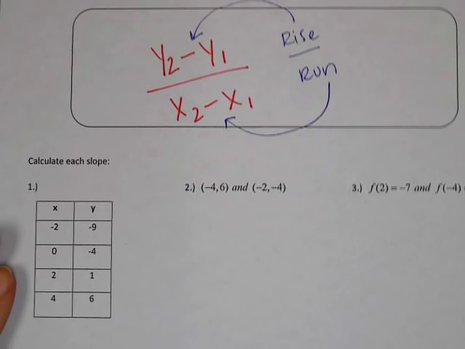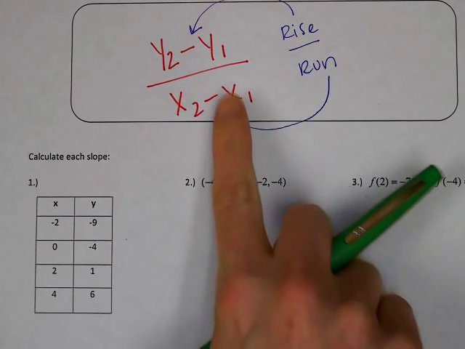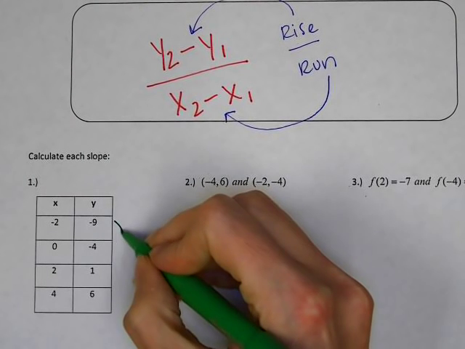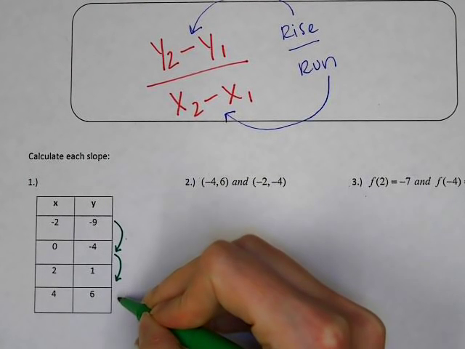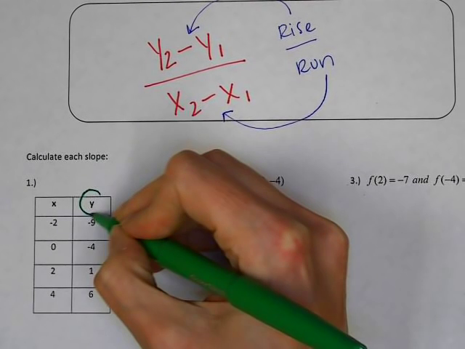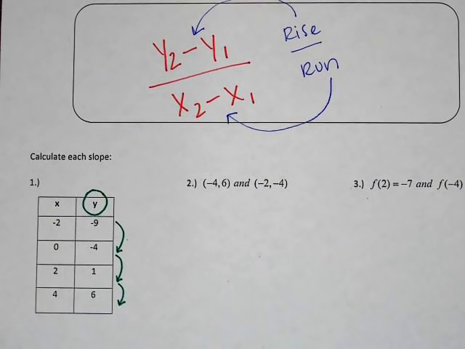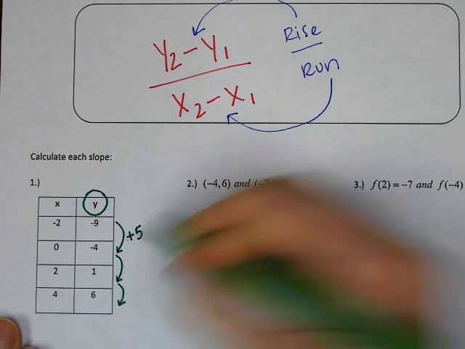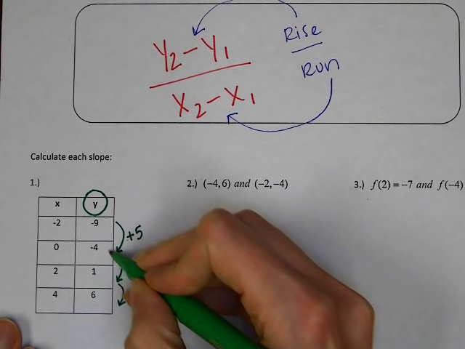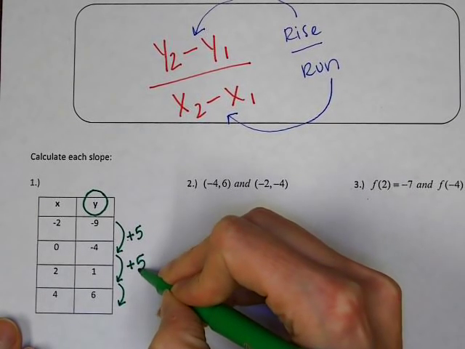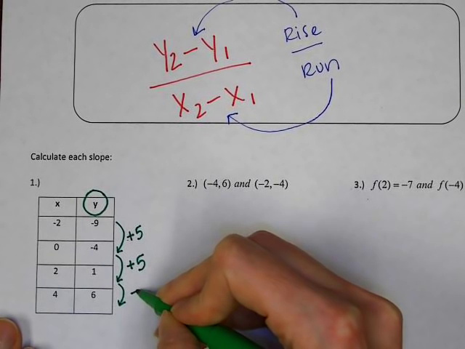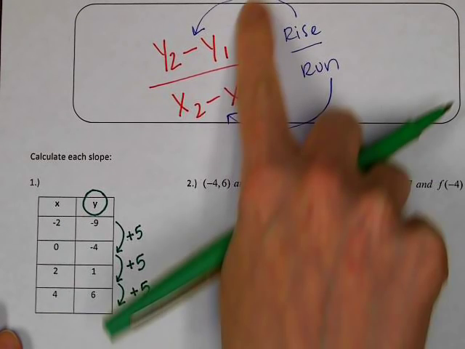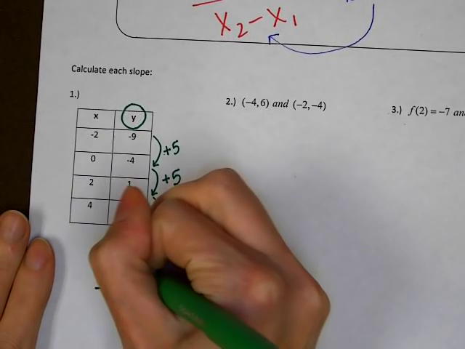Okay, so number one, off a table, you don't really have to use this formula. You can just count how much we are rising every time. Look at your y values and see what the change in y is. So how do we get from -9 to -4? We're going up 5. How do we get from -4 to 1? We're going up 5. How do we get from 1 to 6? We're going up 5. So the rise part is that we're going up 5.